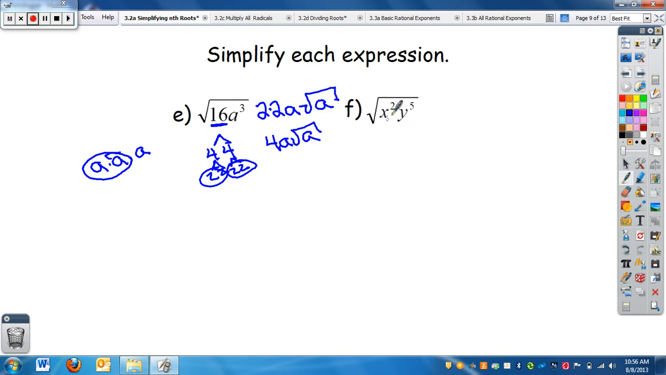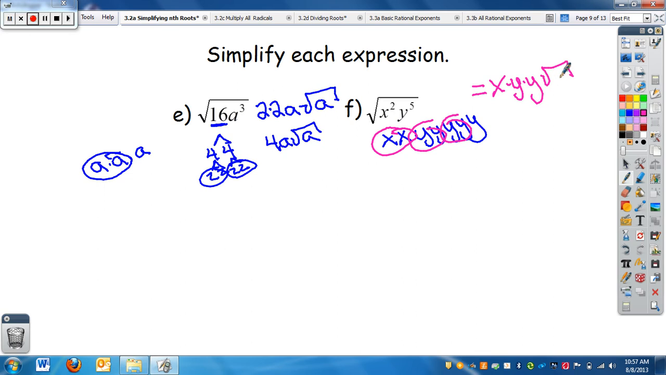Here, square root of x squared y to the 5th is x times x. Y to the 5th is y times y times y times y times y. So you have x's, and you have 2 pairs of y's. So that's x times y squared, square root of y, because 1 y had to be left in. Well, y times y is y squared.